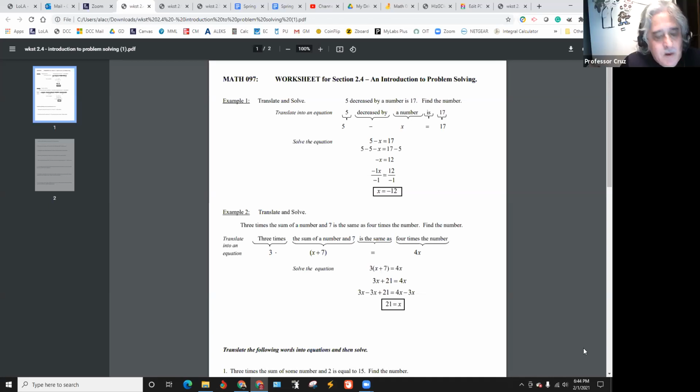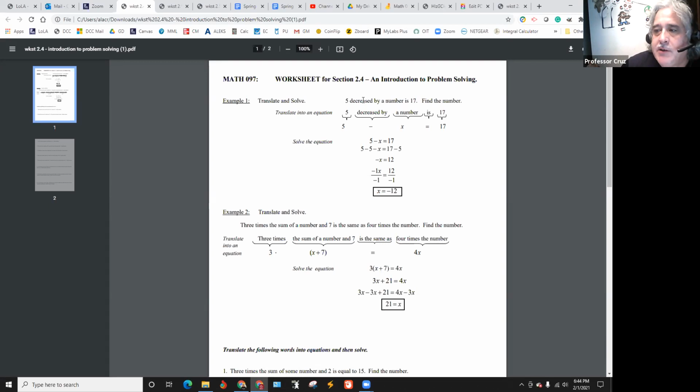All right, so 2.4 is problem solving. It takes up what we talked about with increased and decreased. So we have to follow those things, except now we're going to be setting up equations and solving them.